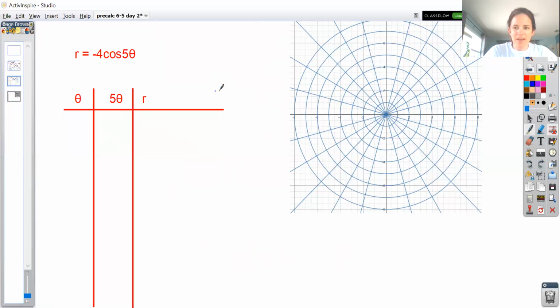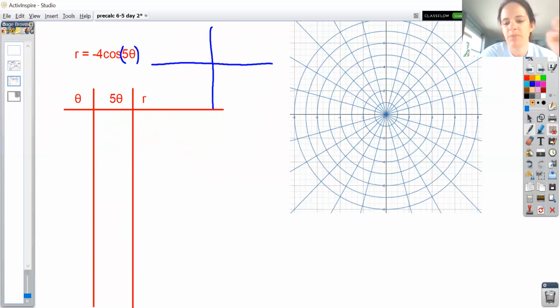So for the second one, I want you to try some of this on your own. However, I'm going to help you out a little bit here. We're looking at r equals -4 times the cosine of 5 theta. So the negative is going to make it a little bit trickier, and then the 5 theta makes it trickier as well as far as the actual coming up with nice points.